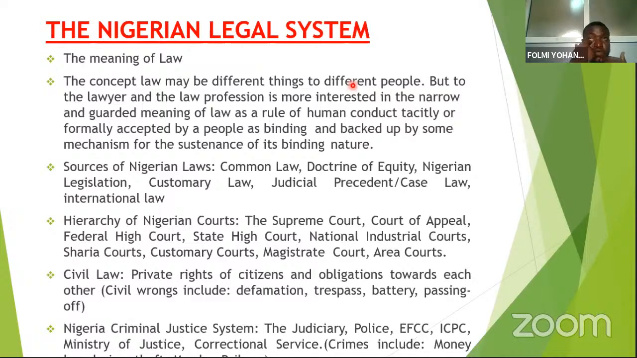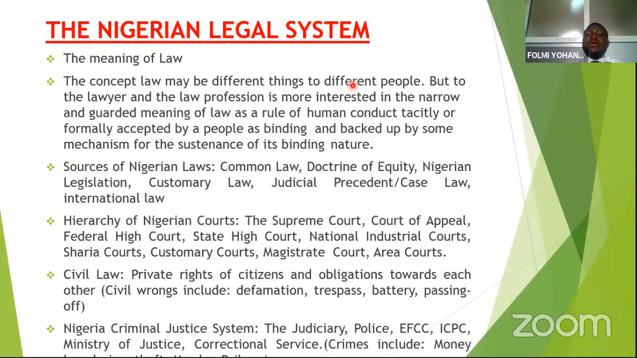Let's use the Imo governorship election tribunal as an example of a decision of the Supreme Court becoming final. After the election tribunal delivered a judgment, the party that is aggrieved went to the Court of Appeal. From the Court of Appeal, the judgment was still against the party. It went to the Supreme Court.